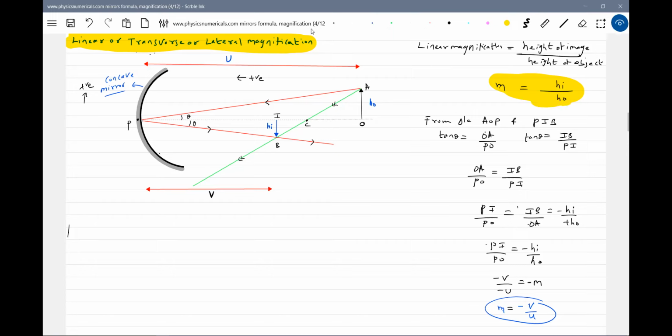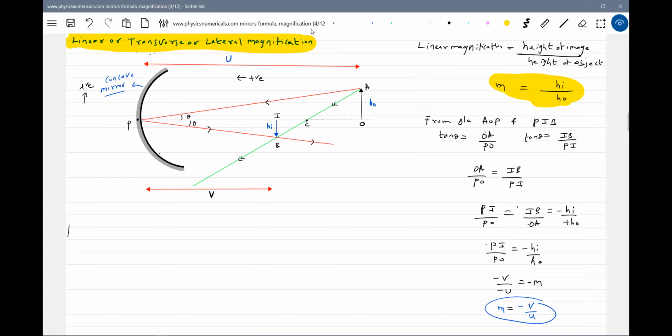Okay, now what happened? How do you measure IB? IB is vertically down, so it should be negative. What about OA? OA is vertically up, positive. So IB will become minus HI, and this will become plus HO. The distances measured above the axis are positive, below the axis negative, so therefore this negative sign has come. And the distances measured from the pole, both U and V are opposite to the incident ray, so they should be negative. So this is the expression for the linear, transverse, or lateral magnification.